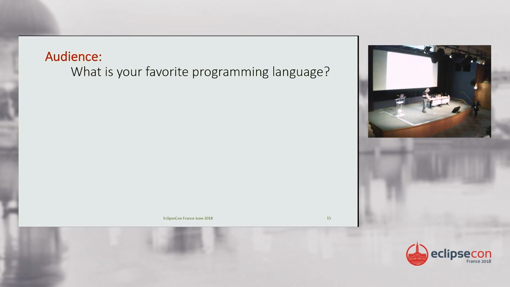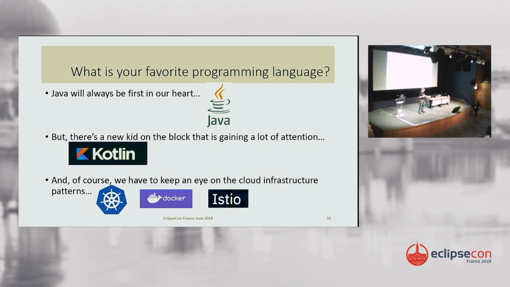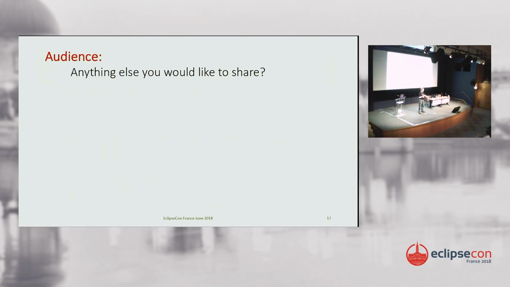Okay, so of course, we're happy with Java, okay? We're going to stick with Java. But we also know that there are some other languages that are getting popular. Kotlin, as you know, if you want to call it a JVM derivative, that's one that we're keeping tabs on, possibly for MicroProfile, possibly for Jakarta. And then we want to keep tabs with the cloud, with Kubernetes, Docker, and Istio.